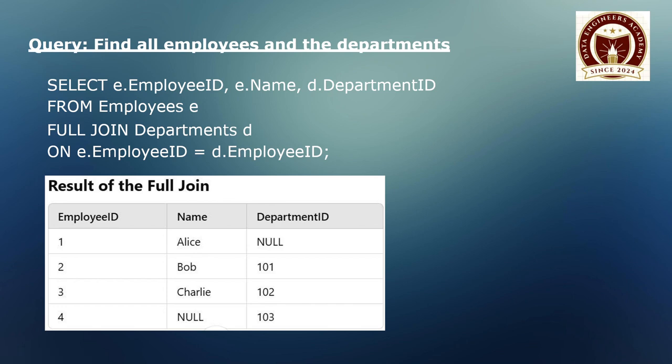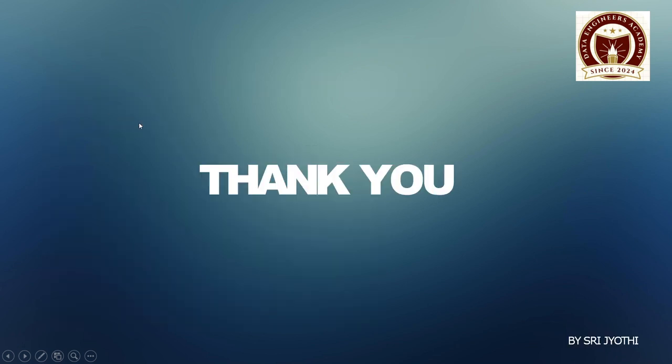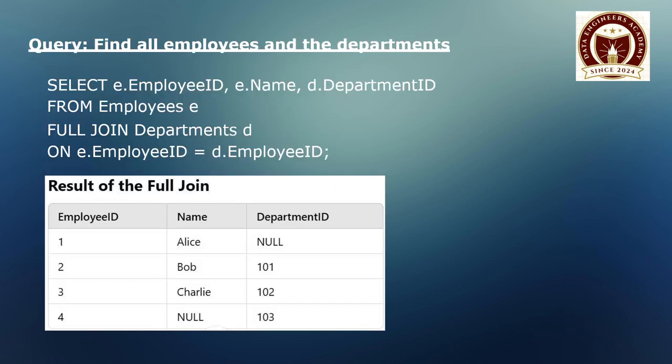E.employee_id is the employee ID column from the employees table. E.name is the name column from the employees table, and D.department_id is the department ID column from the departments table. And FROM employees E specifies the main table you are using in the query. Employees is the name of the table. E is an alias for the employees table, which makes it easier to reference in the rest of the query.